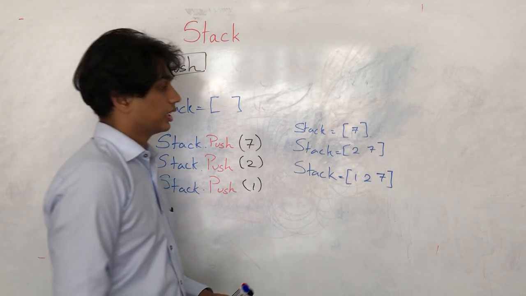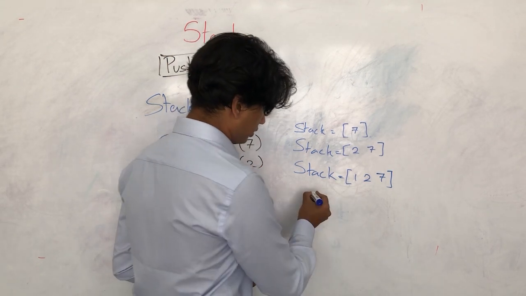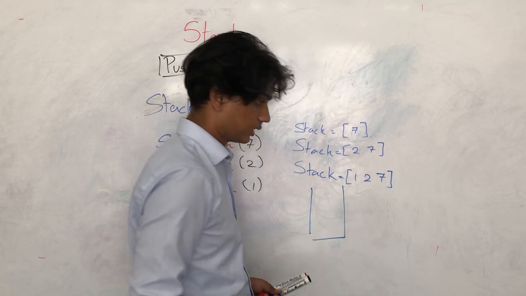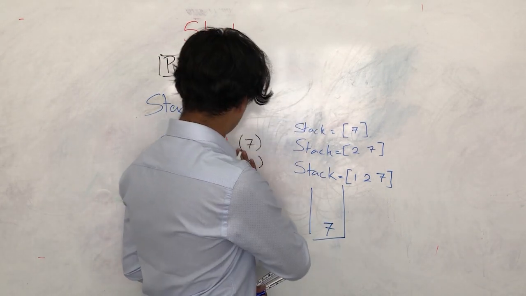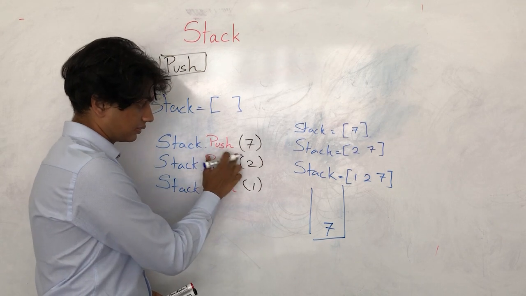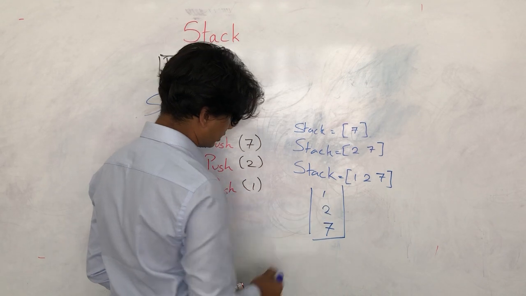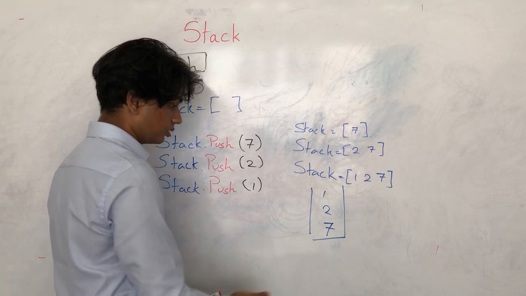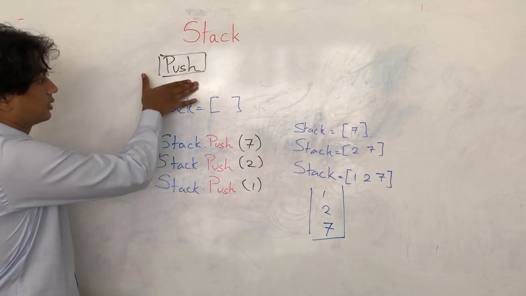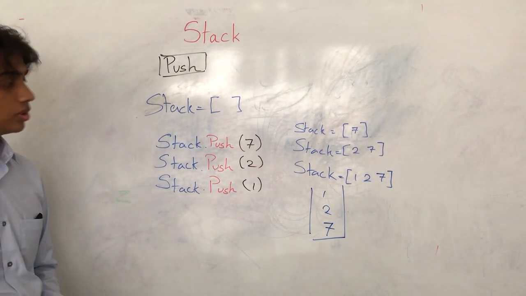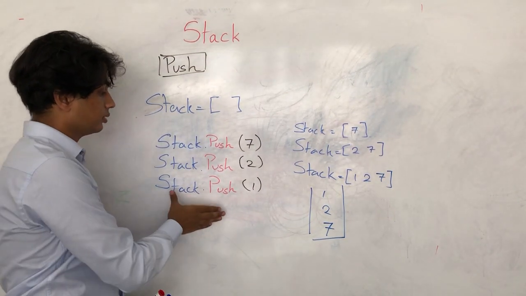If you need a visual representation of this stack, at the current moment we have a stack with these elements. First I inserted number 7, then I inserted number 2, and finally I inserted number 1. So this is our stack at the moment. That's what the push method is used for. Basically, we use this push method to insert data or values into our stack.